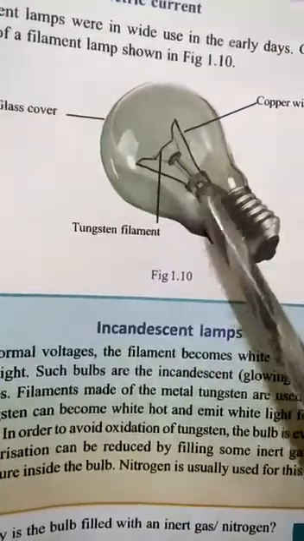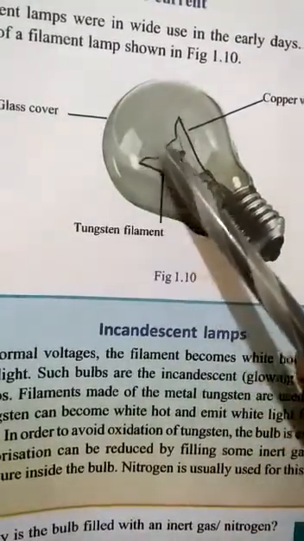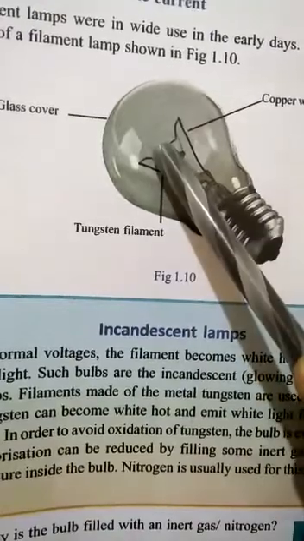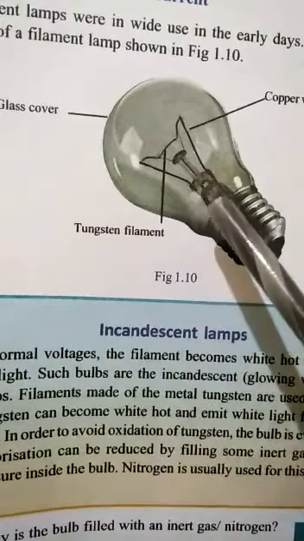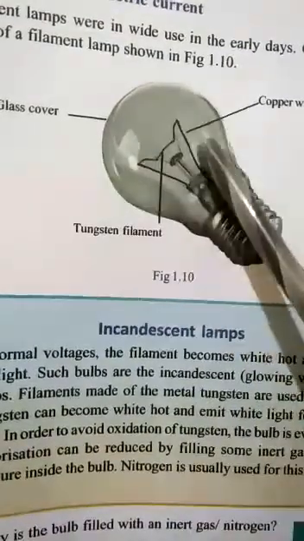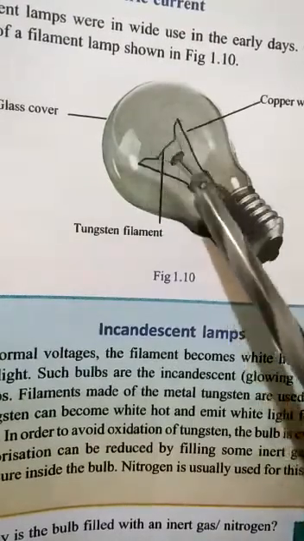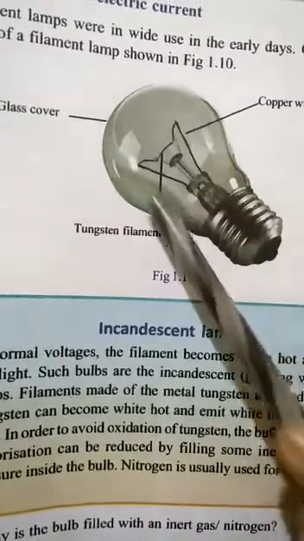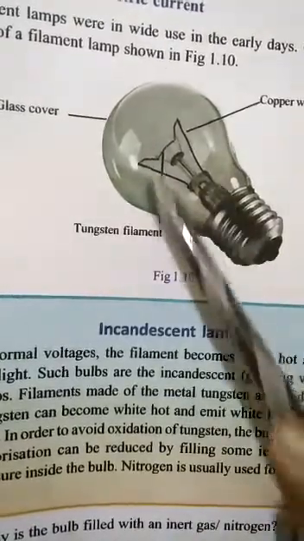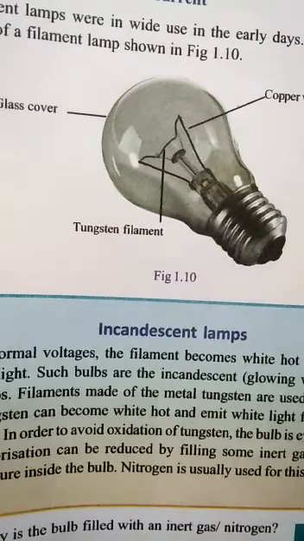Okay, so the 3 points which we discussed here are: the filament is made up of tungsten and the characteristics of tungsten to use it as a filament, why the bulb is evacuated, to reduce the oxidation, and why inert gases or nitrogen is filled inside the bulb. These are the 3 points which we discussed just now. Go through your textbook once again and read it.